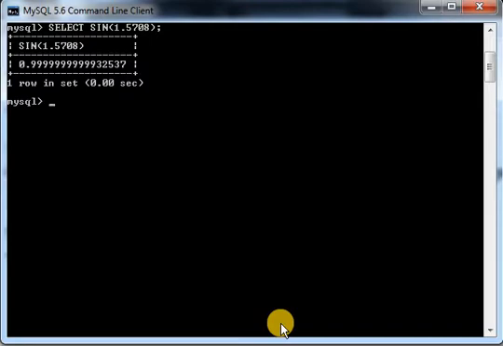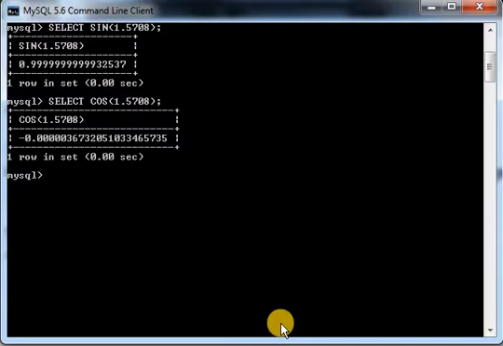Next one is for cosine. For cosine also I will use the 90 degrees one only, so I will just change the sine to cosine. It is near about equal to 0, because cos 90 is 0.